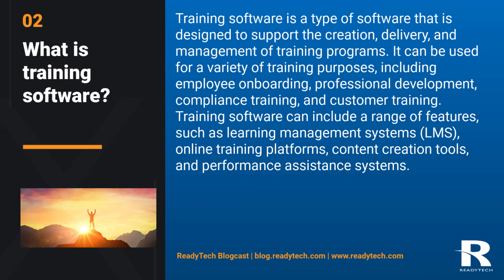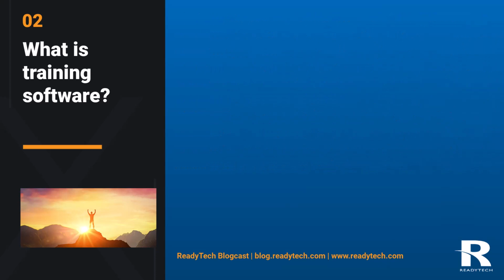What is training software? Training software is a type of software that is designed to support the creation, delivery, and management of training programs. It can be used for a variety of training purposes, including employee onboarding, professional development, compliance training, and customer training. Training software can include a range of features such as learning management systems, LMS, online training platforms, content creation tools, and performance assistance systems.